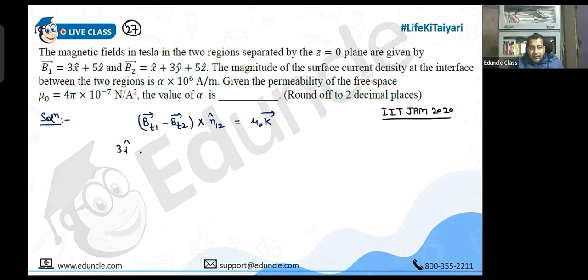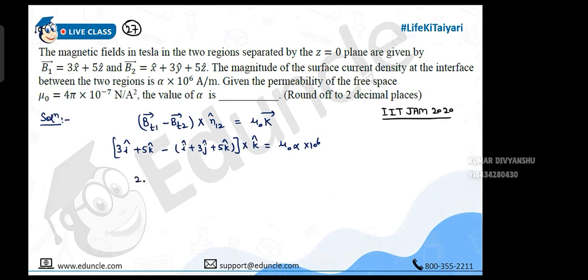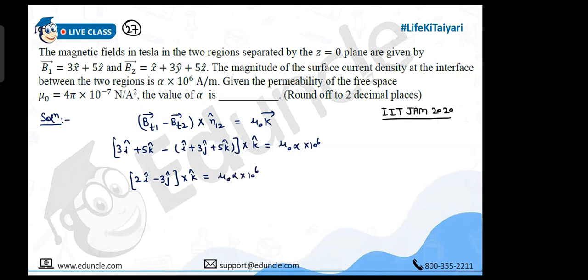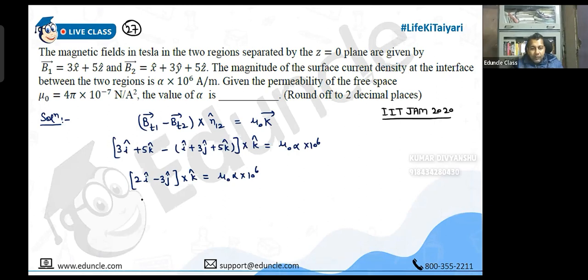B1 means 3i cap plus 5k cap, minus B2, which is i cap plus 3j cap plus 5k cap, cross N12, which means k cap. Because when we move from medium 1 to 2, we are moving in the direction of the Z axis. So when I take the cross product, k cross k will give me 0. Sir, we can remove the k component from the tangential B, the tangential B equal to 3i, it will automatically not contribute. Yes, here it is cancelling, but otherwise if there is some component, then k cross k will be 0.